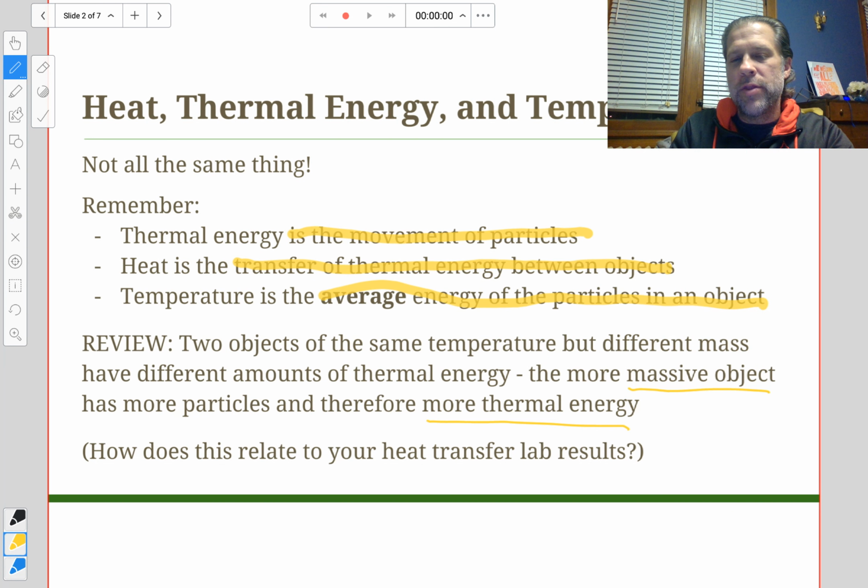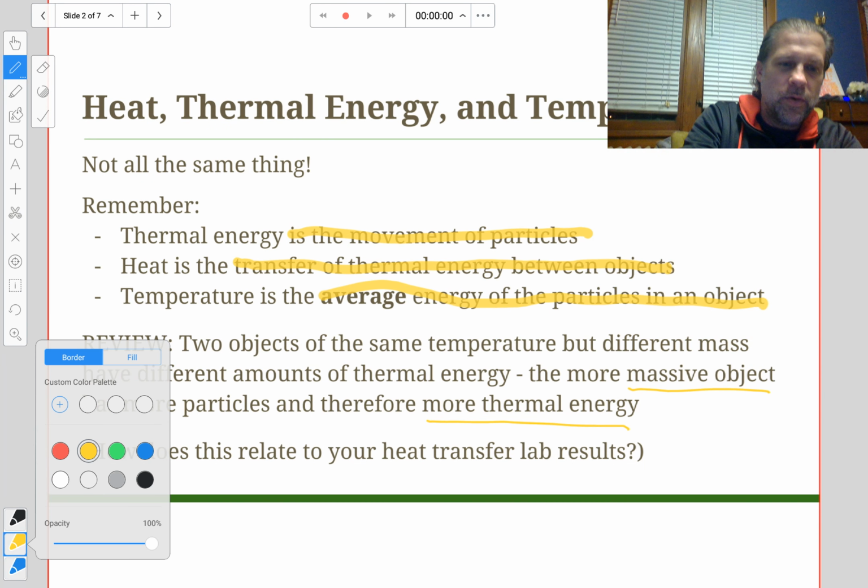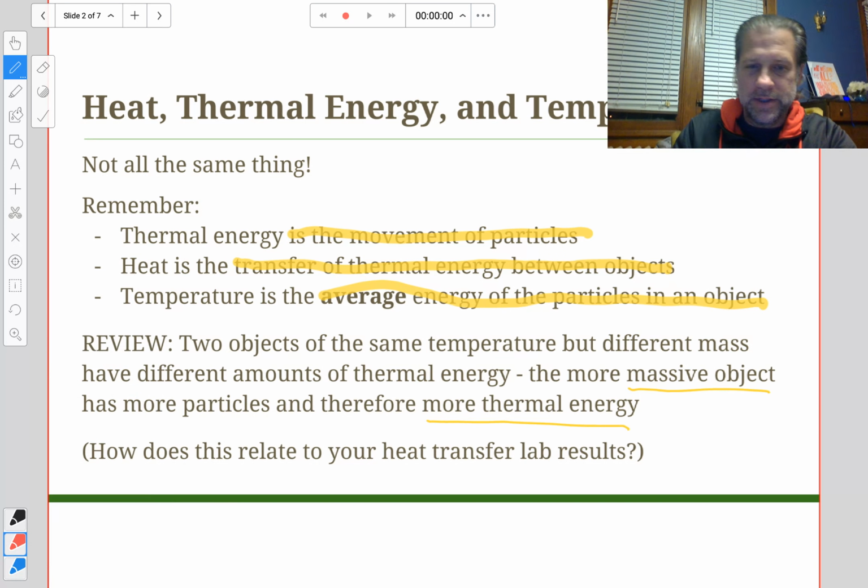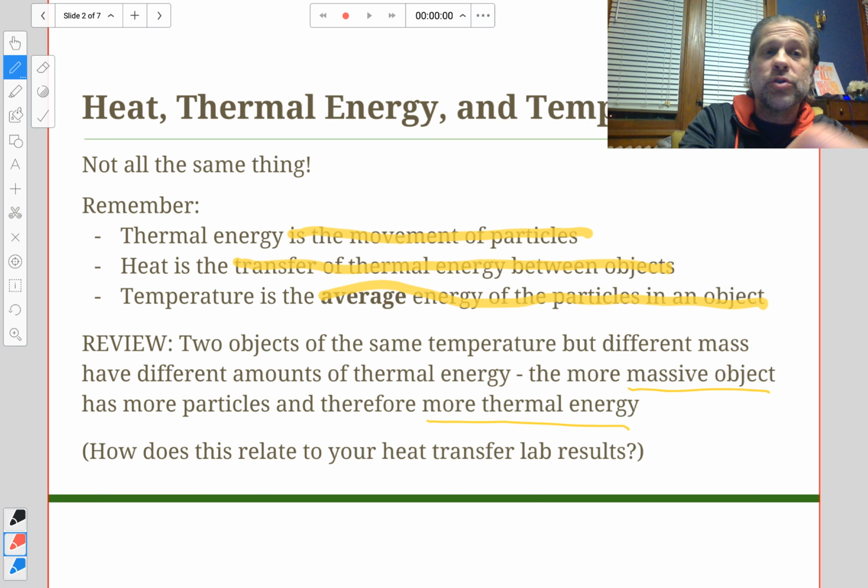So one thing that we could probably think about is, how does this relate to your heat transfer lab? Well, in the heat transfer lab that you guys did, we had a big beaker and we had a small beaker. And I would imagine that in the big beaker, we had a lot of water compared to the small beaker, which had a little bit of water. So heat transfer was occurring from the more massive object to the smaller object. So just something to kind of relate to the lab that we just did.